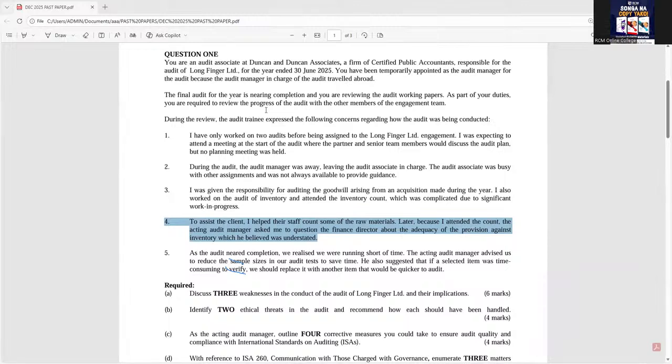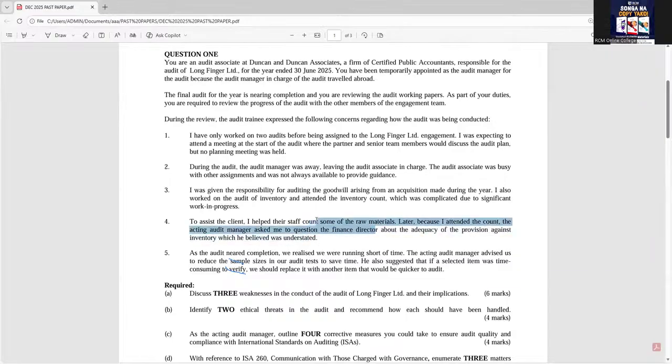Advocacy threat. So this particular audit associate took part in the inventory count. Then at the same time, he has ended up having to conduct an audit on this inventory. At that point, they realize that the value of inventory is not correct. And part and parcel of the parties involved in this mistake in the inventory is the finance director.